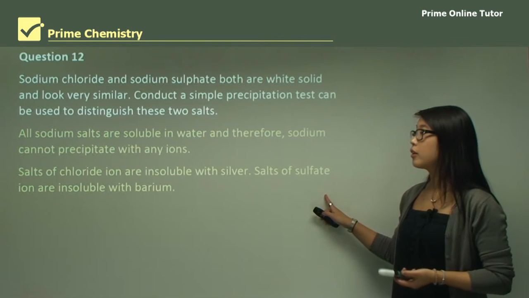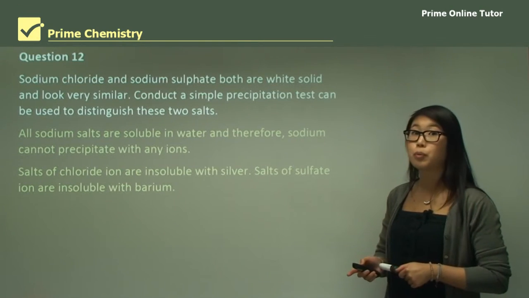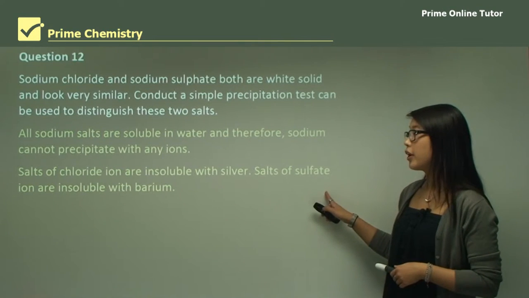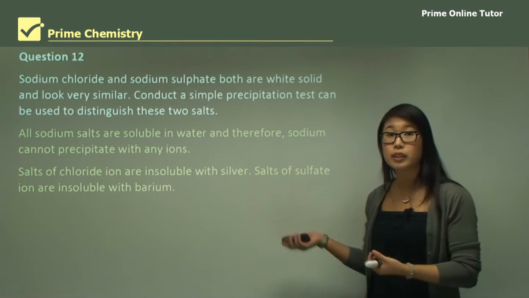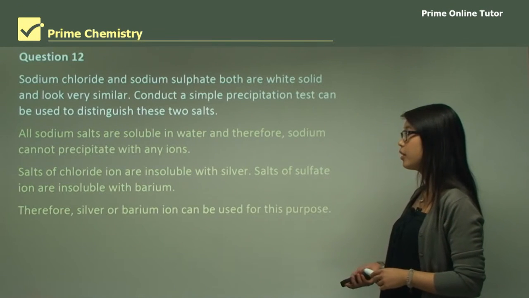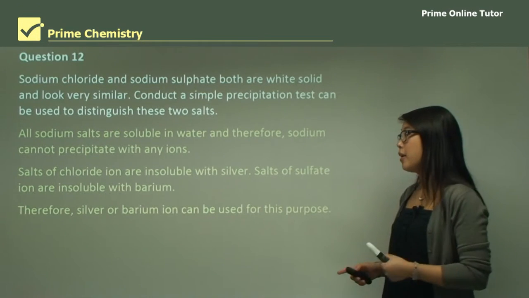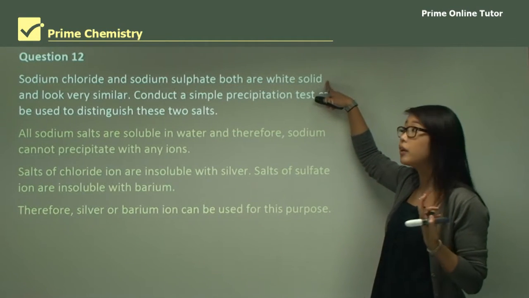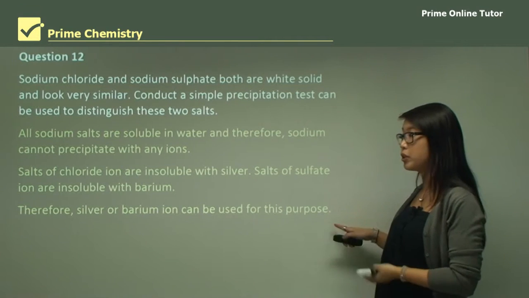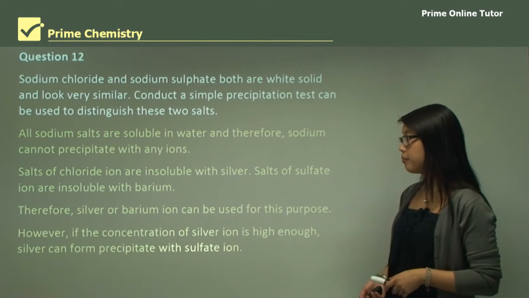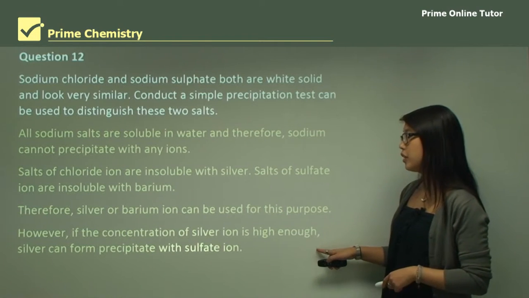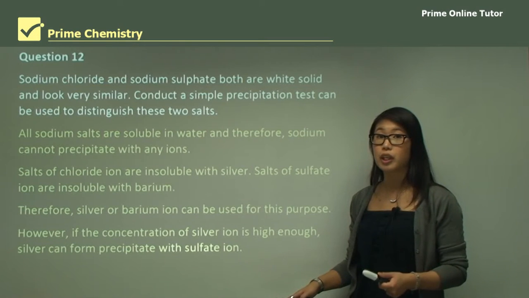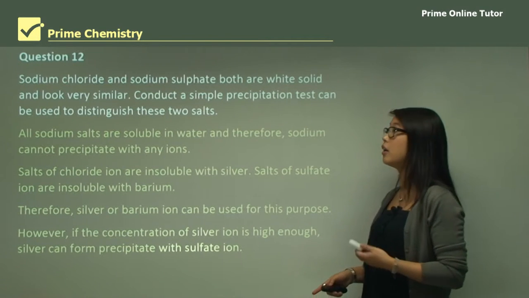But we know that salts of chloride ions are insoluble with silver, because silver precipitates chloride out. And salts of sulfate ions are insoluble with barium, because we looked at that with the typical results. If we use silver and barium ions, we can then test if the solid was sodium chloride or sodium sulfate, based on which one we use. But if the concentration of silver ions is high, we can form a precipitate with a sulfate ion. So we need to make sure we don't have too strong a silver solution.